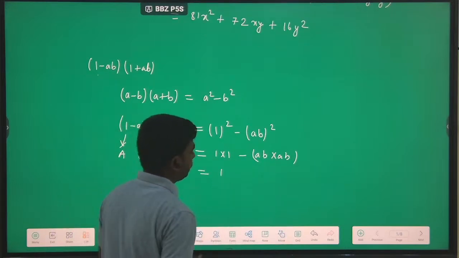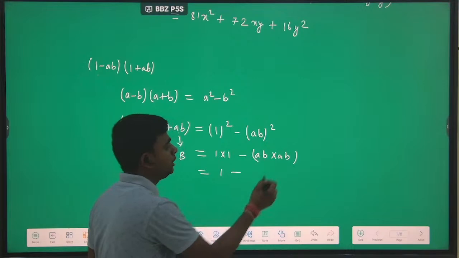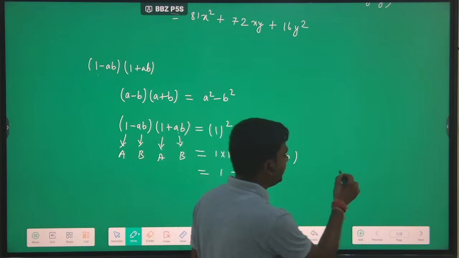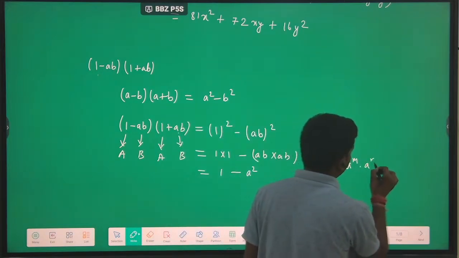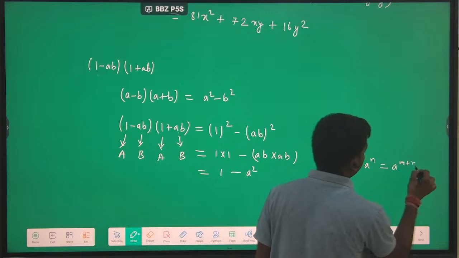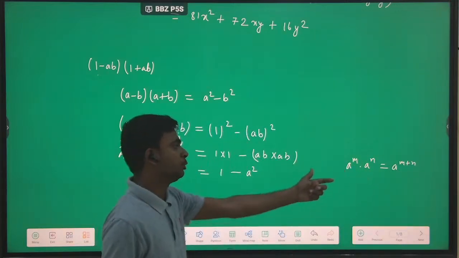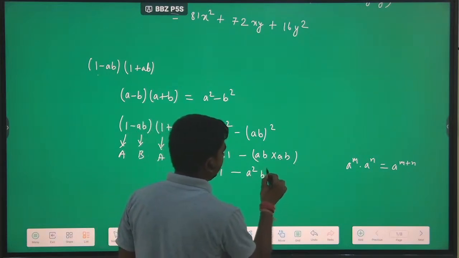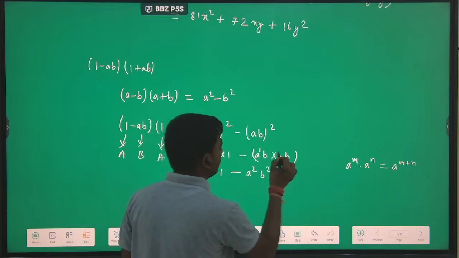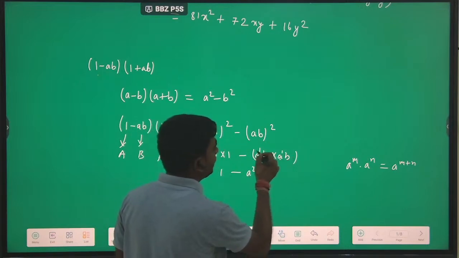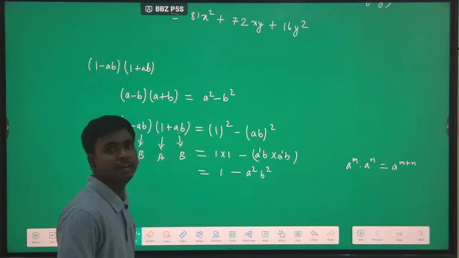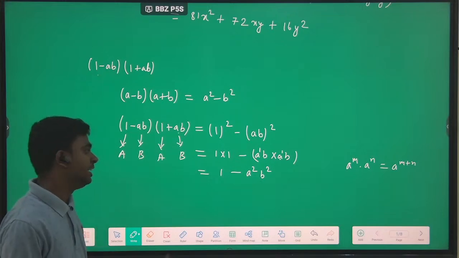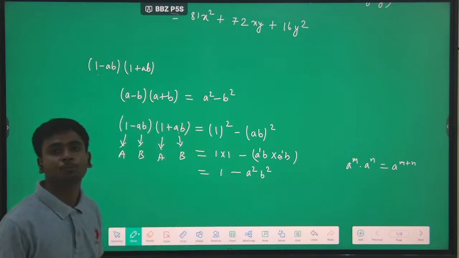So 1 into 1 is what? 1 minus AB into AB. So A into A is A square, since we know a to the power m into a to the power n is equal to a to the power m plus n by using the exponential law. So this a into a will be a square and b into b will be b square. Since here the base is the same, the powers will be added. So the value of 1 minus AB when multiplied with 1 plus AB will give 1 minus a square b square.